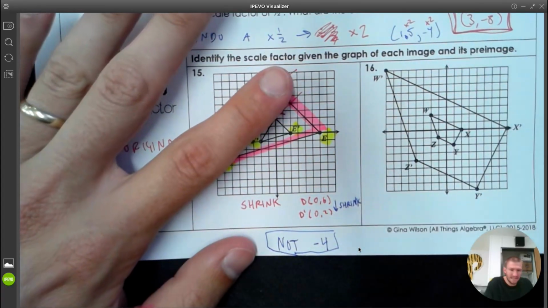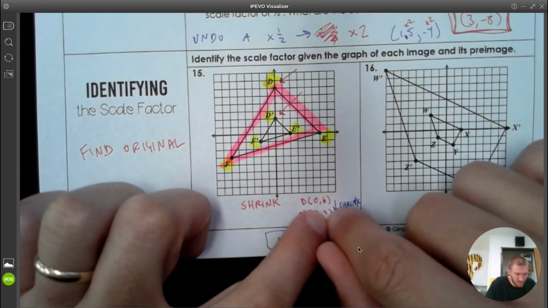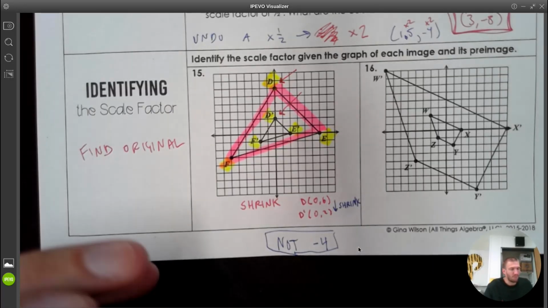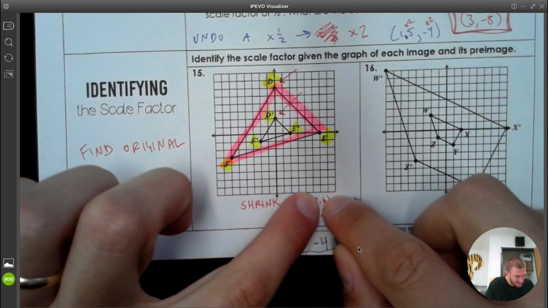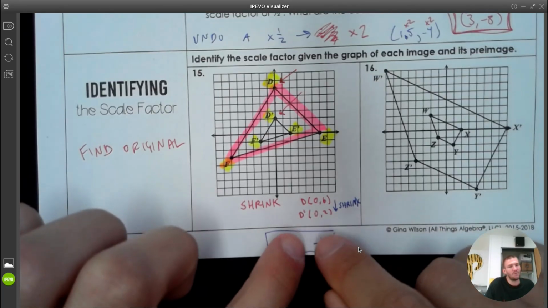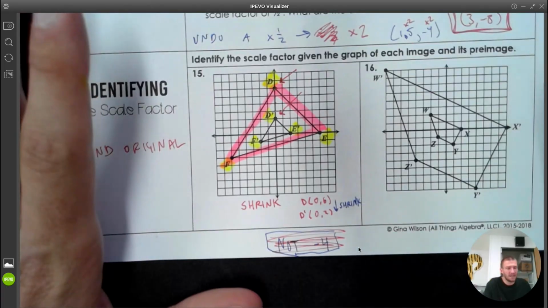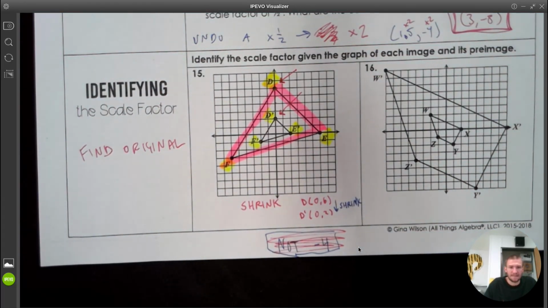This is not -4. I know it's gone from a 6 to a 2, but this is not -4, okay? When it comes to dilation, everything that we do with dilation is about multiplying or dividing. And so I know that the 6 turns into a 2 with a -4, but not for dilation. So we're not going to put -4. We have to think about either multiplying or dividing.